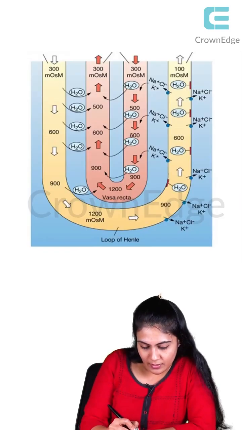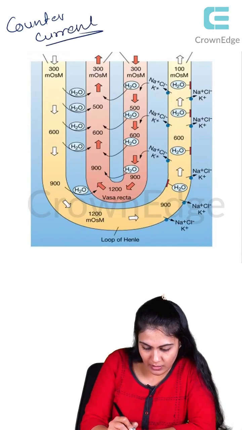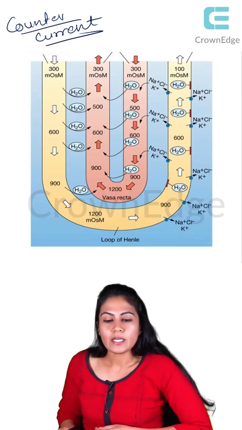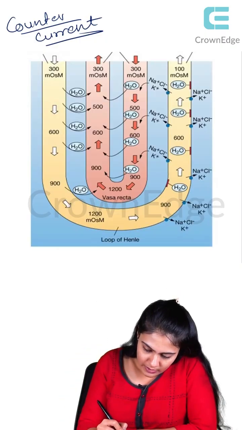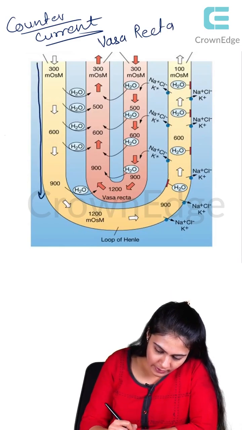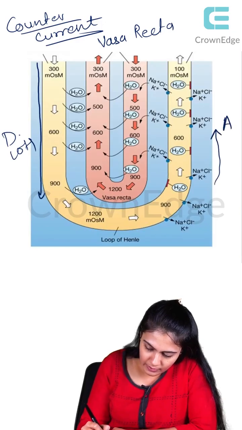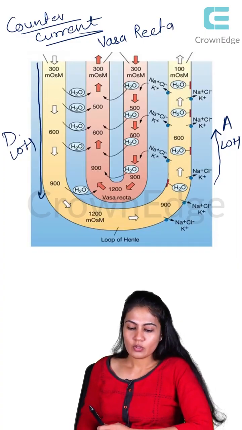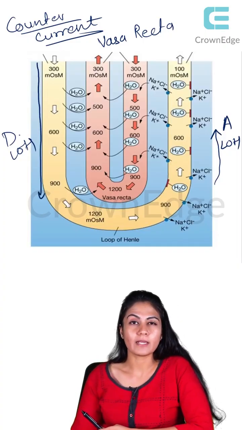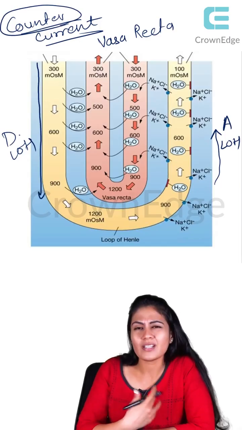Okay, so let's discuss the counter current mechanism. What is this counter current mechanism? You can see there are two things. This red one is the vasa recta, and this one is the descending loop of Henle, and this one which is going above is the ascending loop of Henle. So what is this counter current mechanism? As the name suggests, counter means opposite. What is opposite over here?